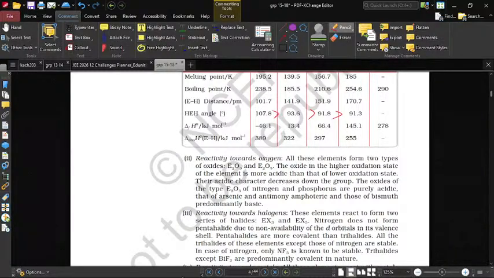Reactivity towards oxygen. All these elements form two types of oxides, E2O3 and E2O5. The oxide in which the element is in the higher oxidation state is more acidic than that in the lower oxidation state. Their acidic character decreases down the group. The oxides of type E2O3 of nitrogen and phosphorus are purely acidic, those of arsenic and antimony are amphoteric, and those of bismuth are predominantly basic.